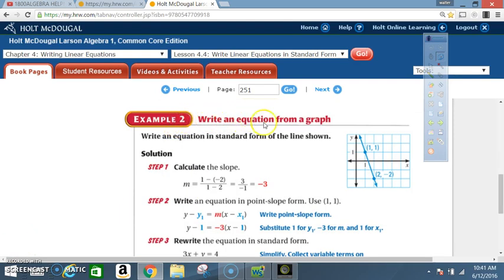Example 2. Write an equation from a graph. Here's our graph. So we've got a straight line, and they're using points (1, 1) and (2, negative 1). Write an equation in standard form of the line shown. Solution, step 1, calculate the slope. We find that m is equal to 1 minus a negative 2 over 1 minus 2, and that's equal to 3 over negative 1, which is equal to a negative 3.